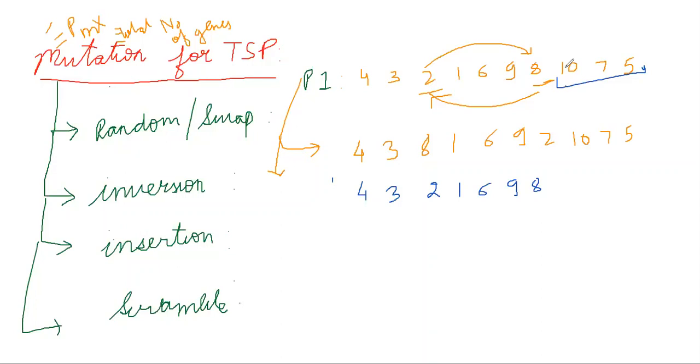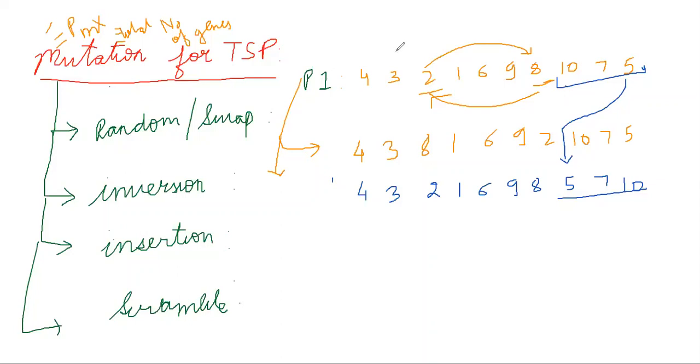Now I am going to invert. When I say invert, I am going to change the order in which they are holding their position in the chromosome. So 5 will come first, then it will be 7, then it will be 10. Okay, so I have simply inverted the order in my chromosome. So this is your second method.